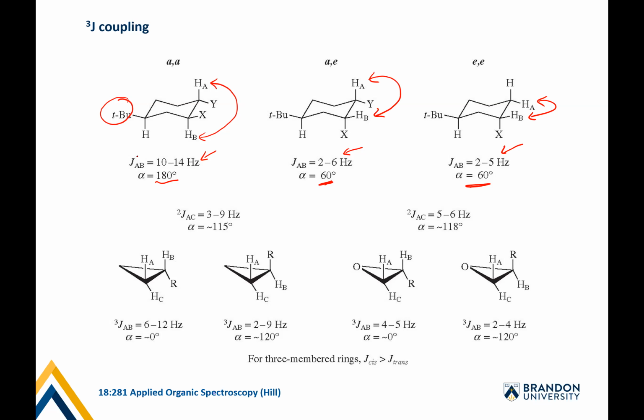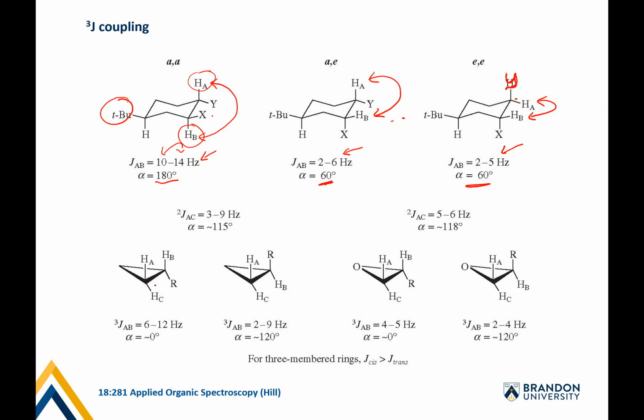So in this scenario where the two groups are axial, using this information, it's easy to tell this diastereomer from the other two, just by looking at the coupling constants between those two protons. I guess this one doesn't actually have a Y. I should put a Y here. So if this was one diastereomer and this was the other, you could tell just by this coupling constant which one was which, which is kind of neat.